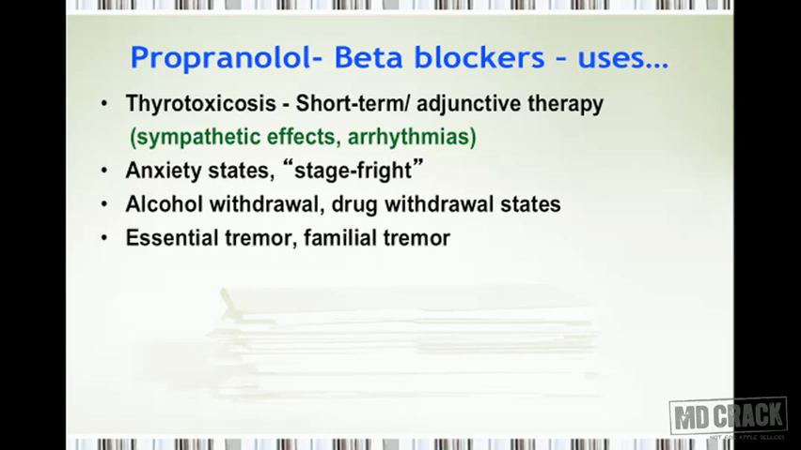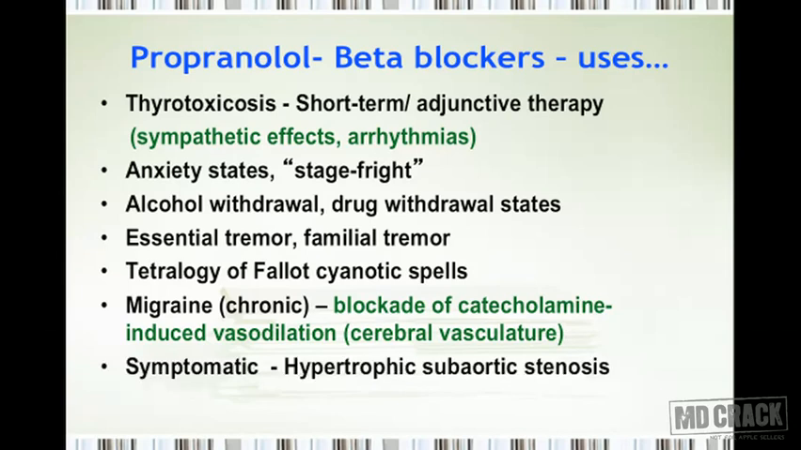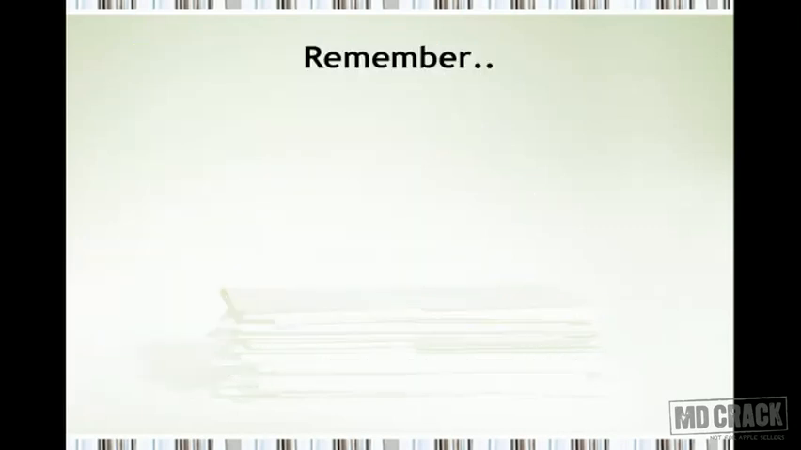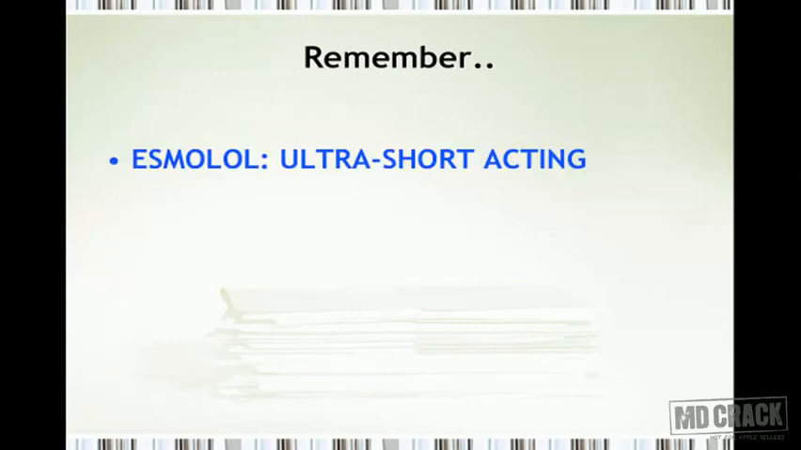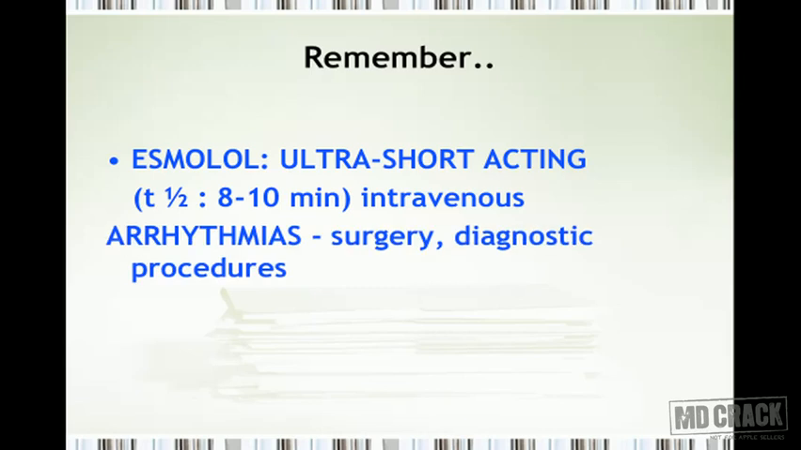They are useful to treat essential tremor and familial tremor. They are useful to prevent the tetralogy of Fallot cyanotic spells. They are useful in the chronic prophylaxis of migraine due to the blockade of the catecholamine-induced vasodilation in the cerebral vasculature, and they are useful in the symptomatic management of hypertrophic subaortic stenosis. I especially want you to remember esmolol as an ultra-short acting agent which acts for 8 to 10 minutes. That is the half-life of esmolol, and it is used intravenously.